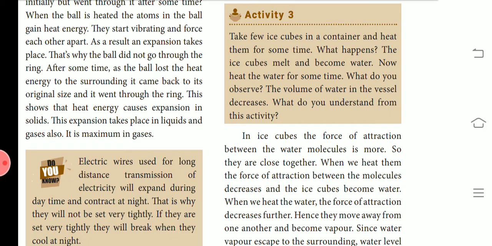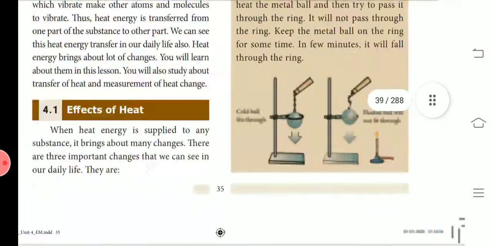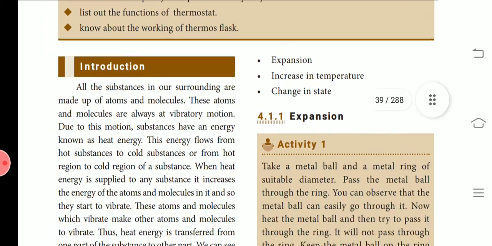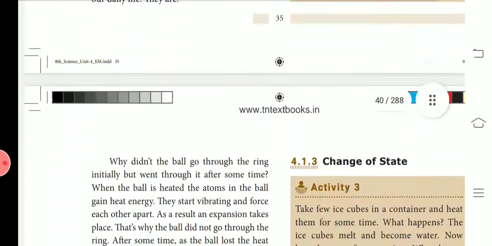So definitely there will be a change of physical state or change of state. Okay, this is the third effect. So expansion, increase in temperature and change in state. These are the different effects of heat.